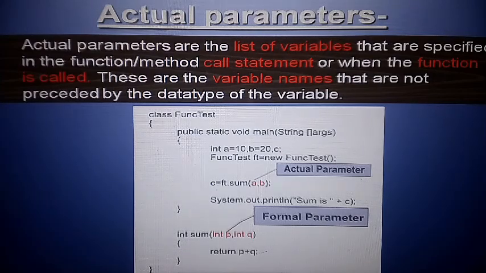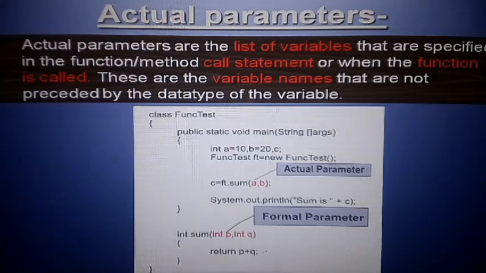Okay, after that the object ft is created. You also have the variable c. So c is equal to ft.sum(a, b), where sum is the function name. These are two arguments, a and b, both of integer data type. So these are the actual parameters, because this function is called in the main method. And then System.out.print prints the value of c.